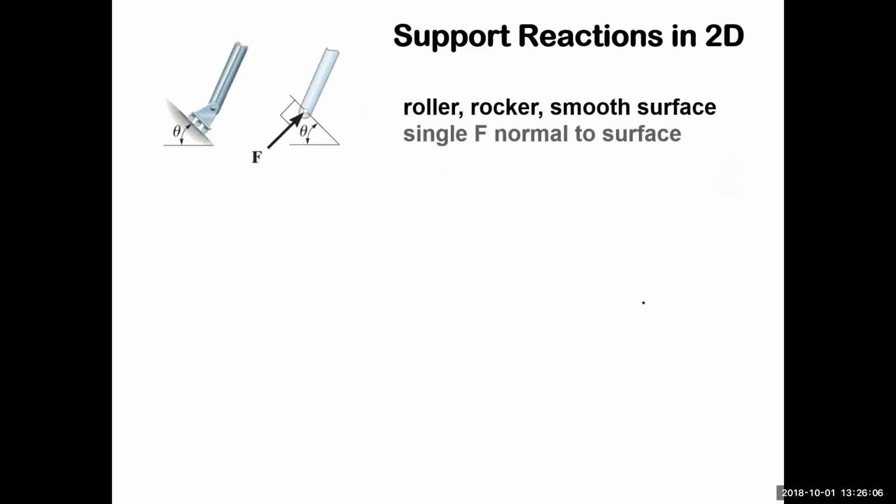Other examples, you might find a roller. Here's a roller. There's also things called rockers, or a smooth surface, which would be considered frictionless. Those things just have a single force normal to the surface. It's a normal force, so it's just pushing out at whatever angle it needs to be perpendicular to that surface. A little geometry quiz. If this angle is theta, what is this angle phi here from the horizontal for that normal force to be at?